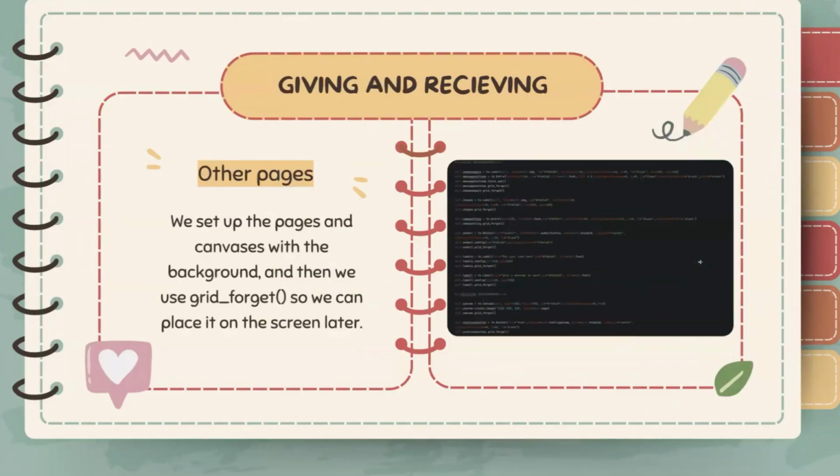Giving and receiving. Other pages. We set up the pages and canvases with the background, and then we can use the function grid for get so that we can place it on the screen later. This is the picture of the code.